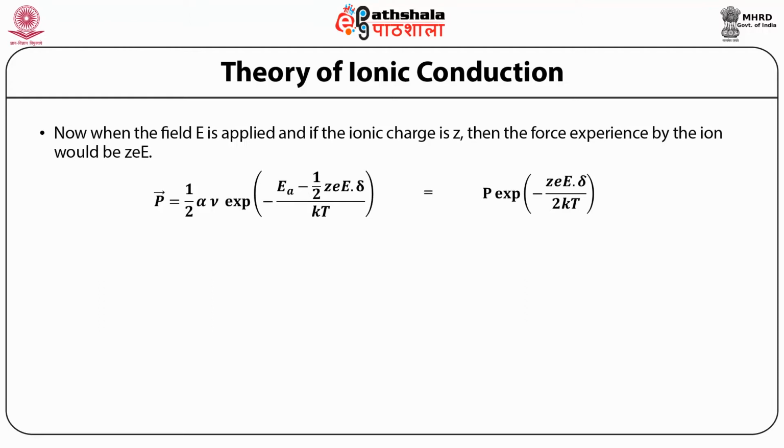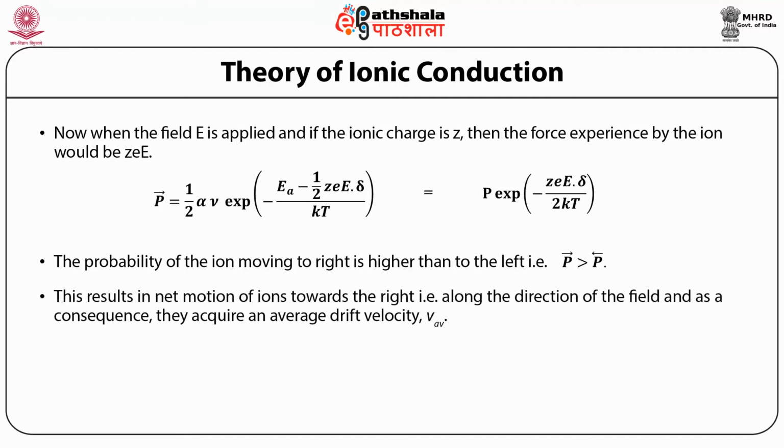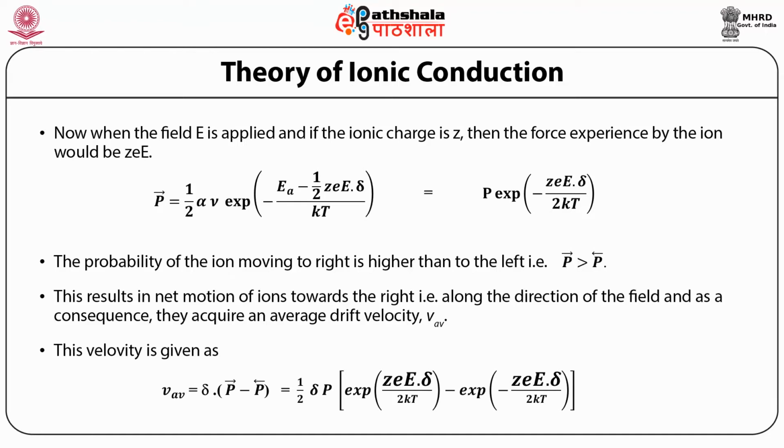So the above expression shows that at any given temperature, the probability of the ion moving to the right is higher than to the left. That is, capital P for the right is greater than capital P for the left. This results in net motion of ions towards the right, that is, along the direction of the field, and as a consequence they acquire an average drift velocity, that is V average. So this velocity is given as V average is equal to delta into P right minus P left.